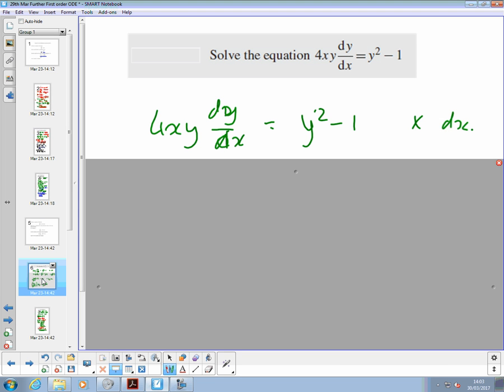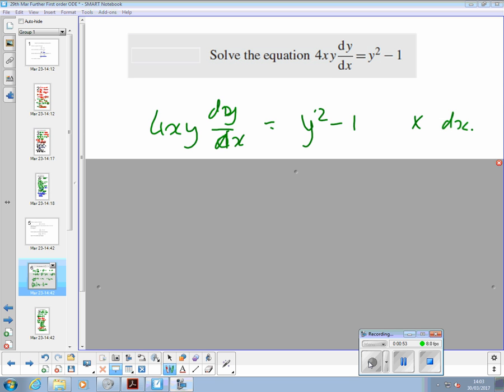So we're looking at solving the equation 4xy times dy by dx is equal to y squared minus 1. If you want to have a go at rearranging that, pause the video and have a go now, then come back and follow the solution.